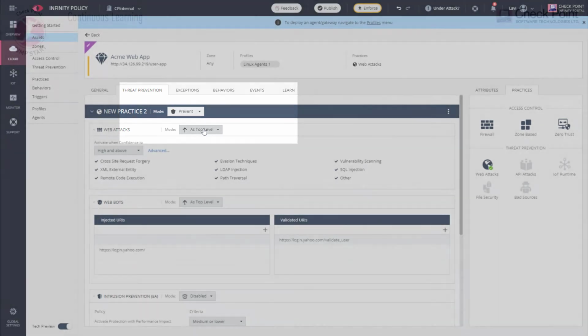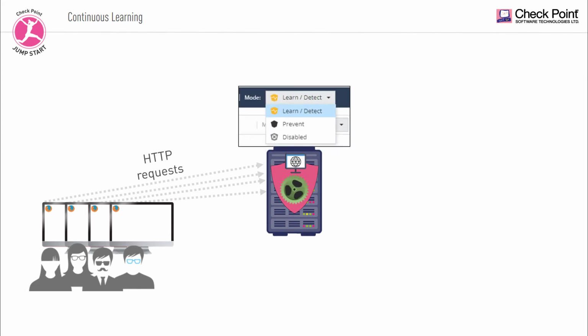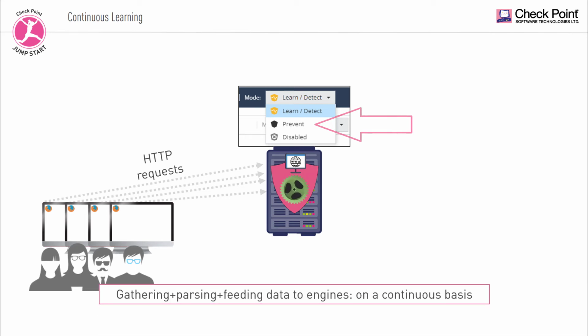Behind the scenes, the system gathers raw data on the transaction sources, their HTTP methods, the type of HTTP requests, and their headers. This information is all parsed and fed into the aforementioned engines for analysis. This process of gathering data, parsing it, and feeding it to the engines is performed on a continuous basis.